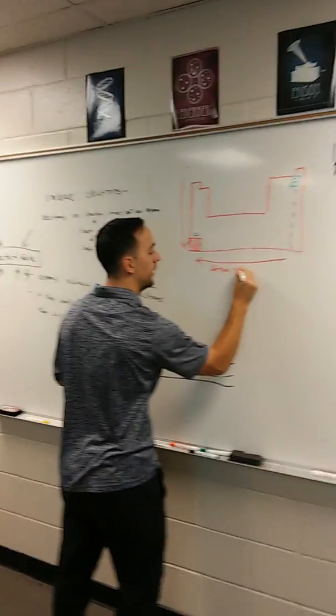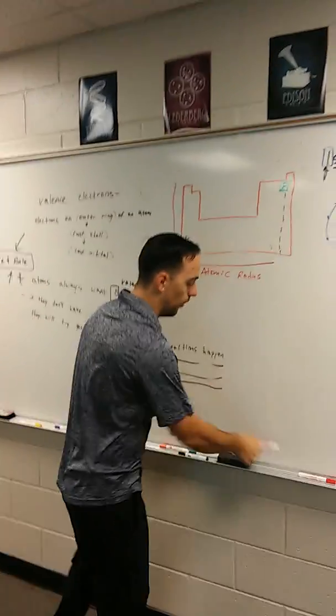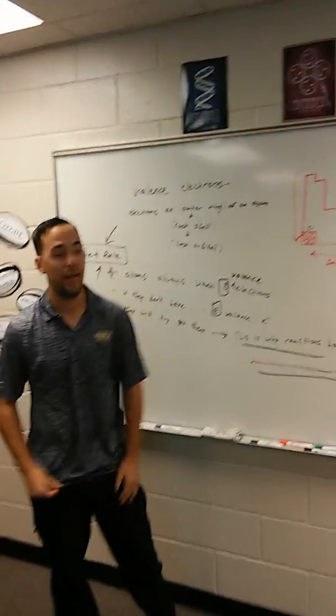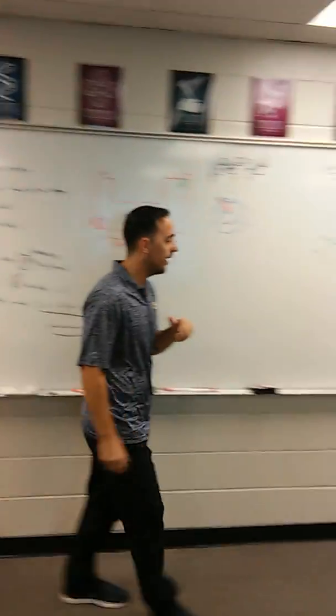Charlie, I like it. You're already ahead of me. Atomic radius. Okay? What I was trying to say is, Charlie, what is the fattest element on the whole entire periodic table? Francium. All right, I want everybody's eyeballs up here.